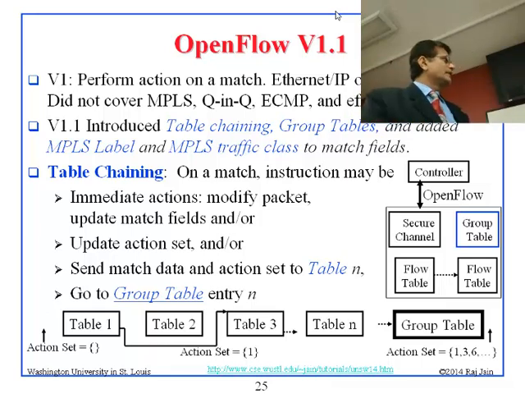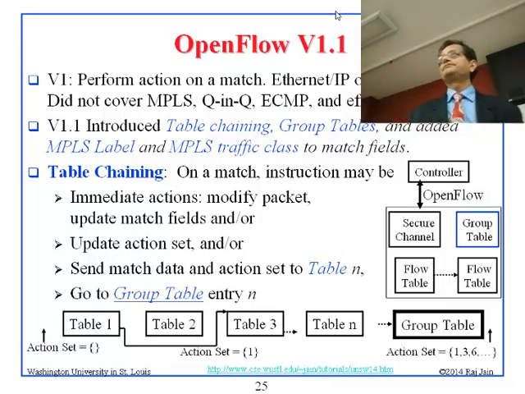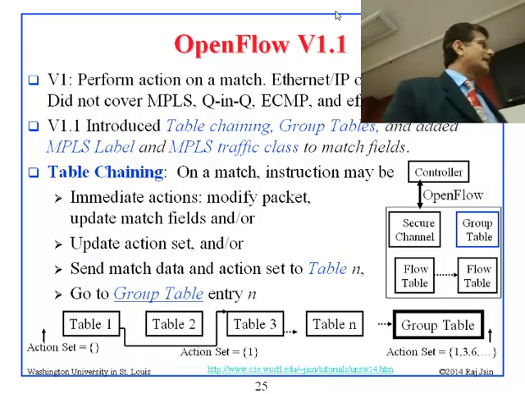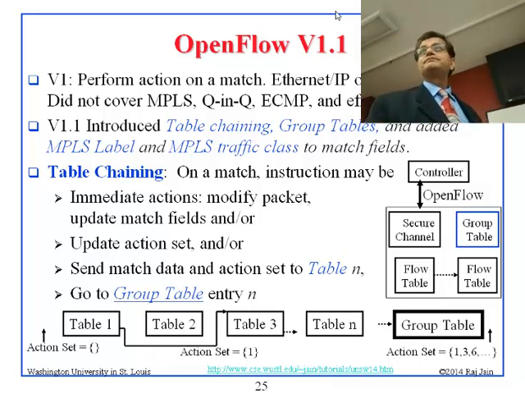So to implement MPLS, they had to put in something called table chaining and group tables. Table chaining means that now, instead of just matching the first table, it goes to a chain. You match table one and then it says, go to table three. And then it says, go to table five. So you might go through a whole chain of tables. And at the end, you might go to a group table.